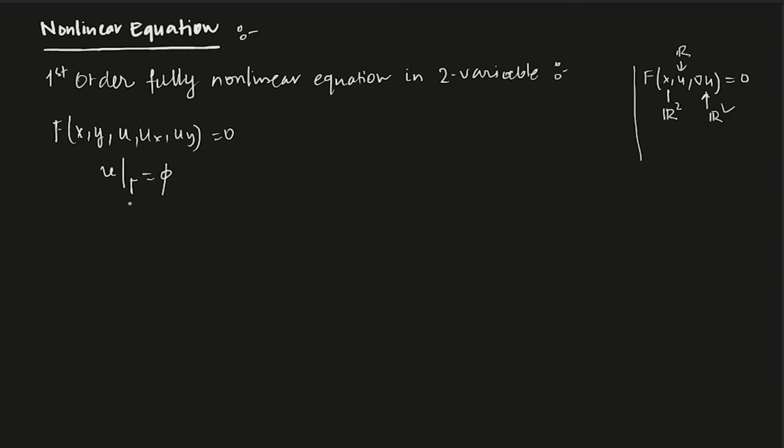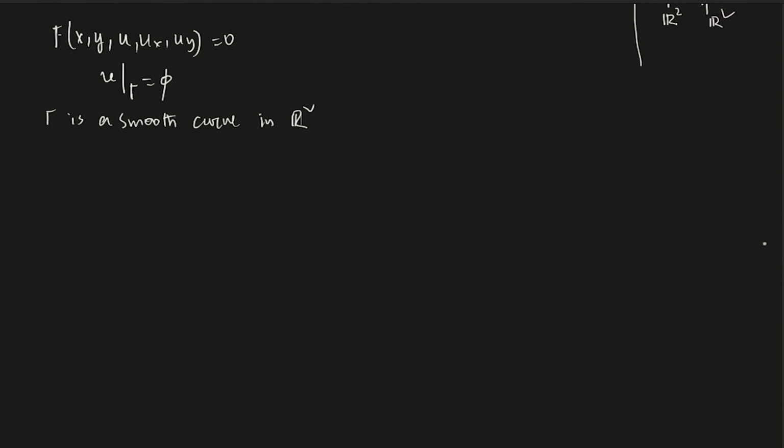And what is Gamma? Gamma is a smooth curve in R^2, right? So this is the problem which is given to us, and we want to solve this problem.